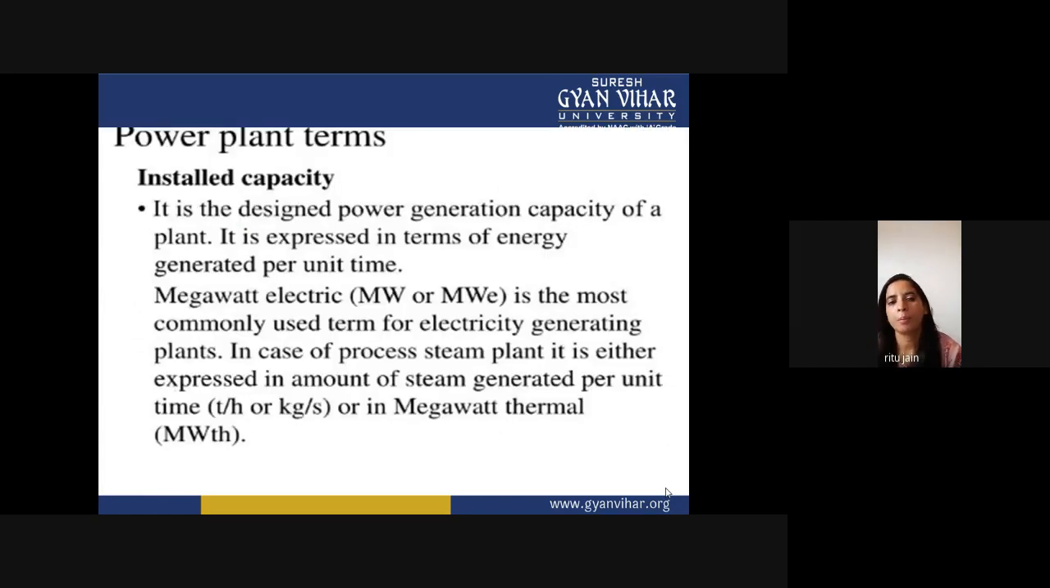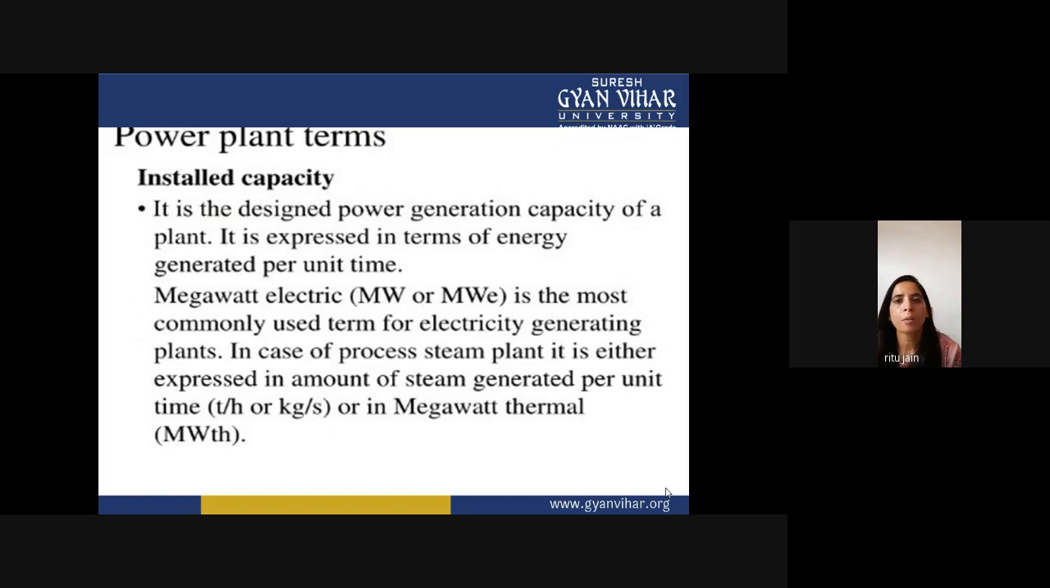Now we come to the power plants. First, we have to understand how we will decide the capacity of a power plant. It depends upon the load demand: how much load is connected through this power plant, how many appliances are connected to this power plant, and how much we do some future analysis, that is, how many appliances are going to be connected in future.